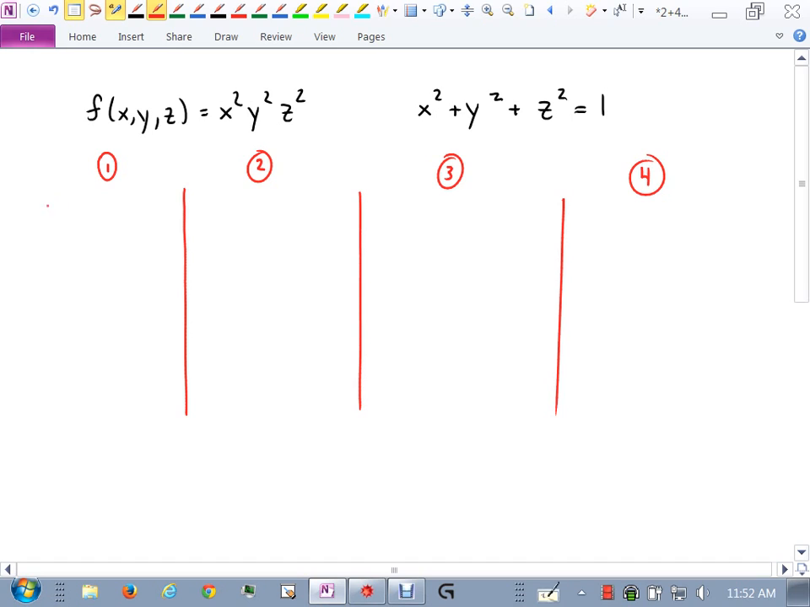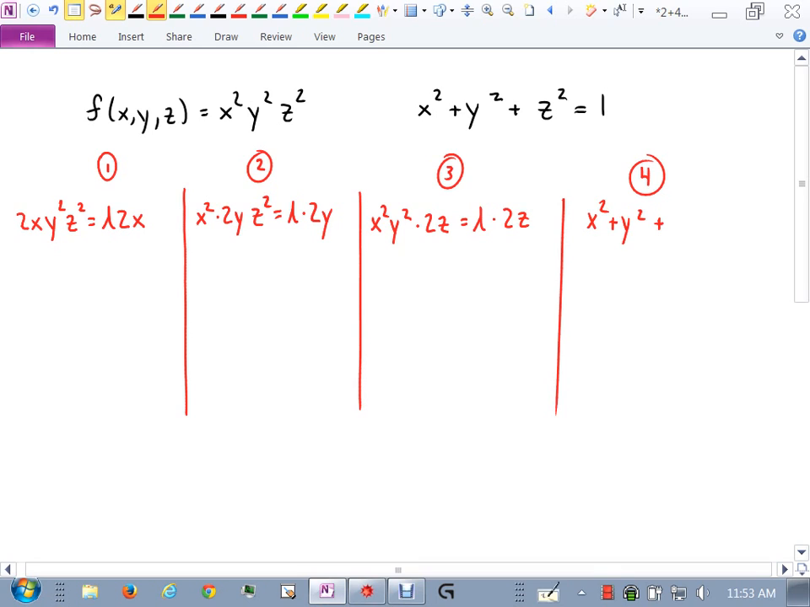Oh, man. Seriously? It's 2x y squared z squared equals lambda 2x. Is that right? Oh, man, this is going to suck. Okay, let's see, this one will be x squared 2y z squared equals lambda times 2y. And the last one will be x squared y squared times 2z equals lambda times 2z. And then our constraint.